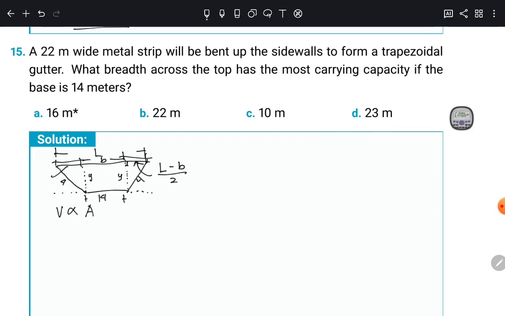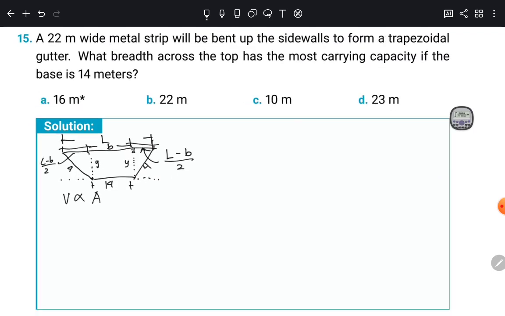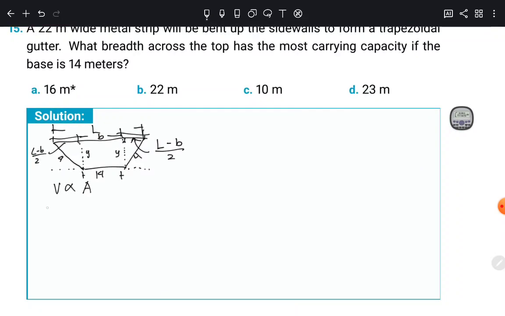This is also (L - B)/2. Then if you solve for the area, the area of a trapezoid is 1/2 times base 1 plus base 2 times the height. So one base is L, and base 2 will be just 14. That's the other base, B. Then you multiply this with the height, which I called Y.